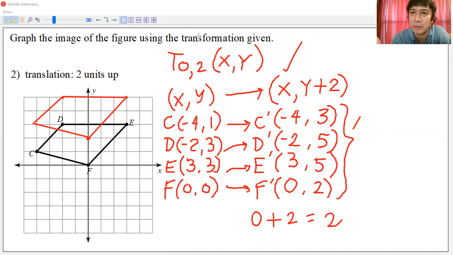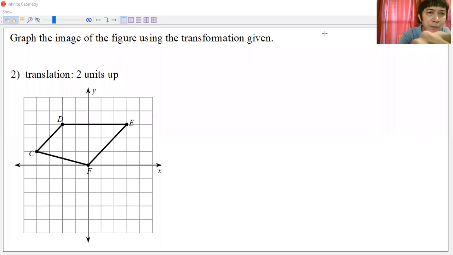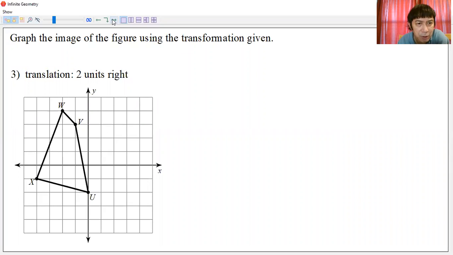Let's have our third example. Here's our third example. Translation 2 units right. Graph the image of the figure using the transformation given. So we have here number 3, translation 2 units right. That means we're going to have a horizontal movement, a perfectly horizontal one. So that will affect the x and it will not affect the vertical change. So this is 2 units right, which means our y movement is 0.